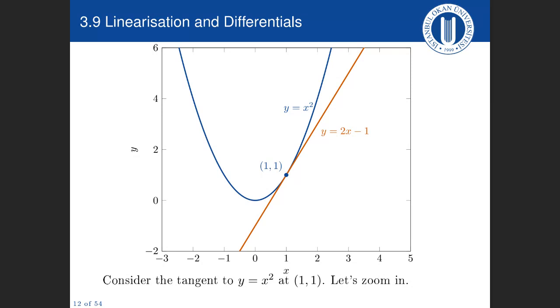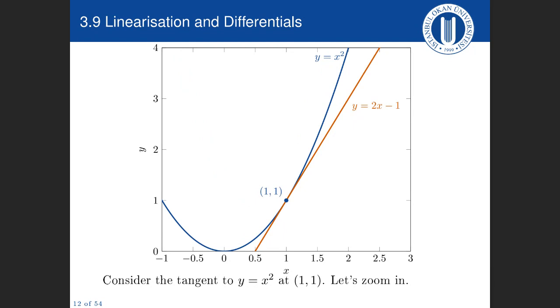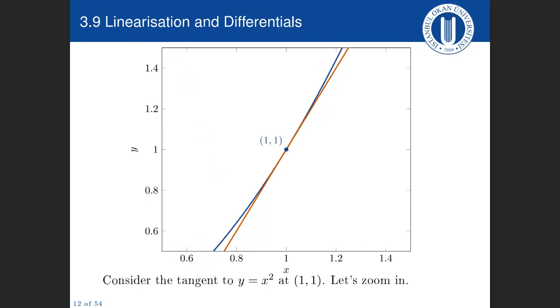To start with, let's look at the graph y is equal to x squared, and I'm interested in the tangent line to the graph of y is equal to x squared at the point 1, 1. And I want to zoom in on the point 1, 1. Here we go, and then let's zoom in again. Zoom in again. Zoom in again. Zoom in one more time. We can see that if x is close to 1, then x squared is approximately equal to its tangent line, which is 2x minus 1.